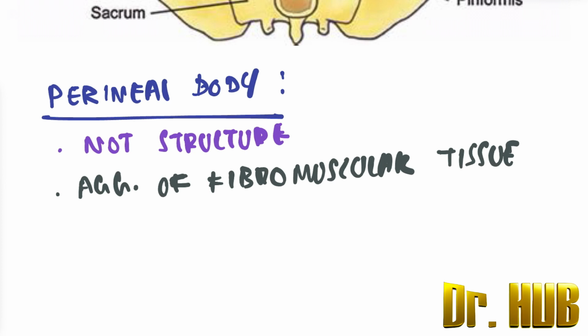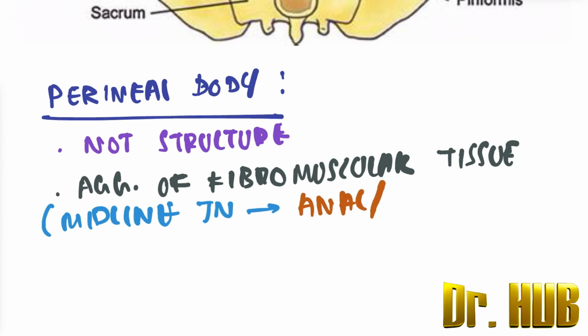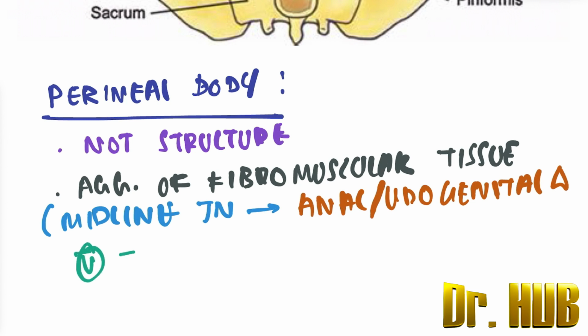And it is located where? It is located in the midline, at the junction between the anal and the urogenital triangles. So it is just ventral to the anal sphincter.